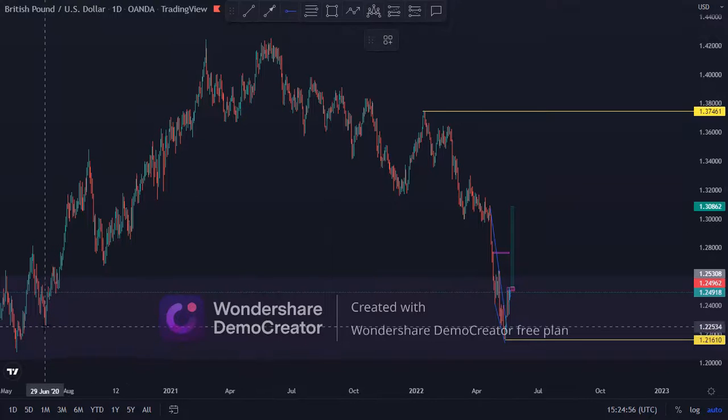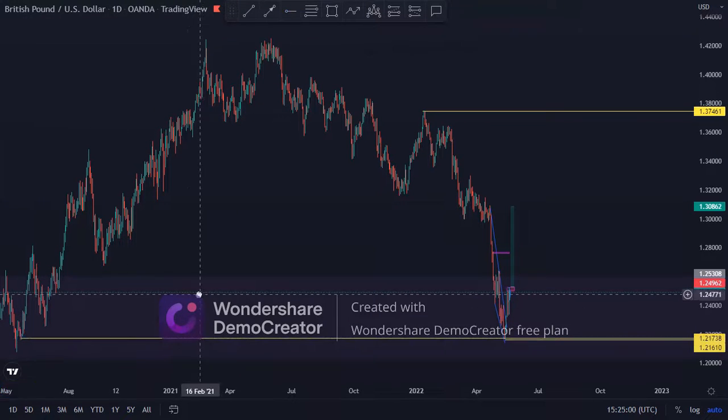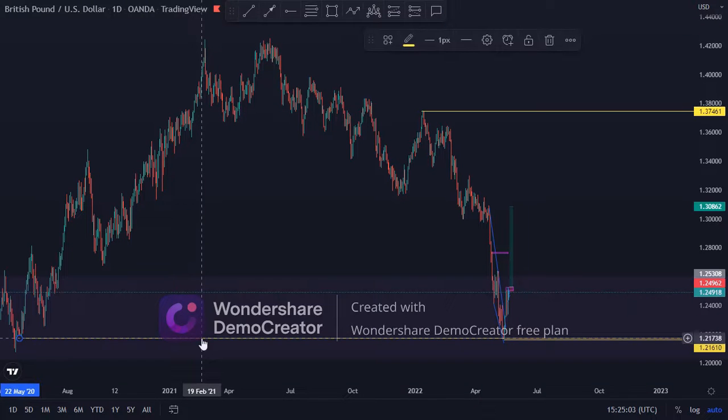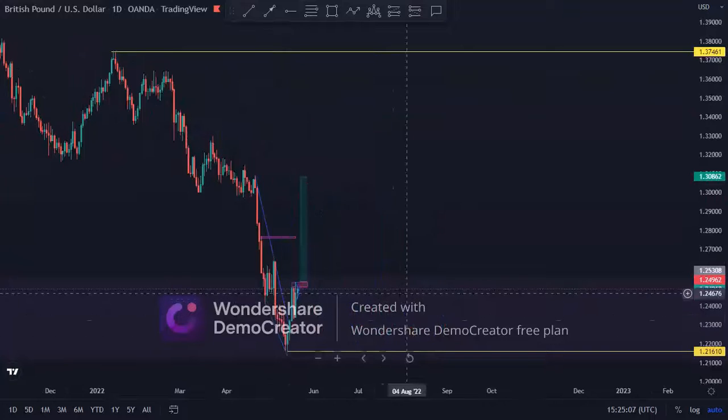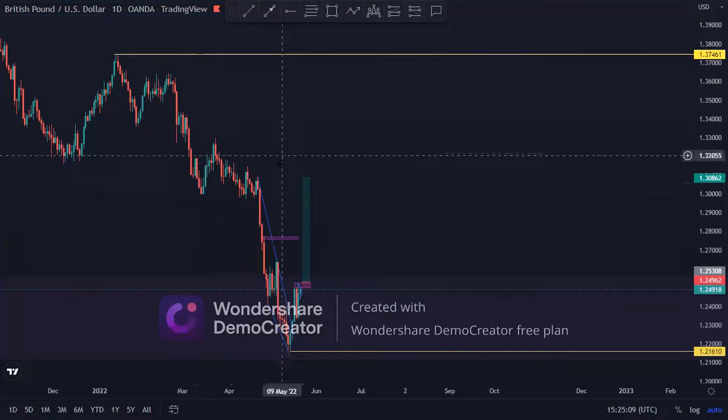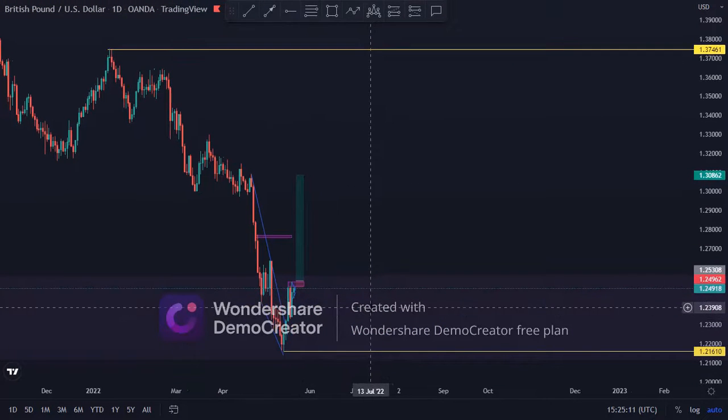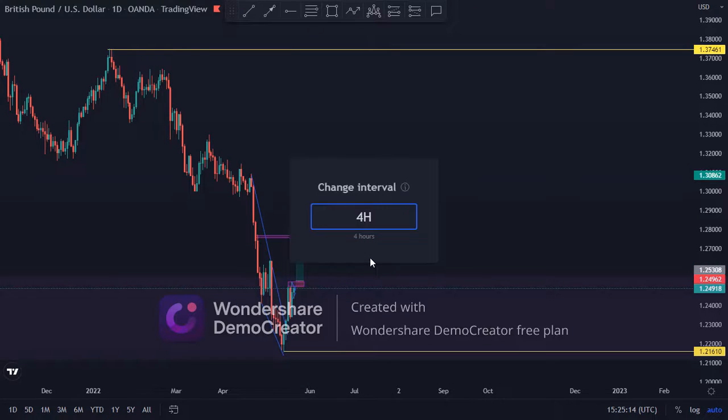This was our previous support area. It was on this one. So price came here and gave us the bullish engulfing, like you see here. So okay, now we see that the momentum is to the upside. Let us drop down time frames and go to 4 hours.